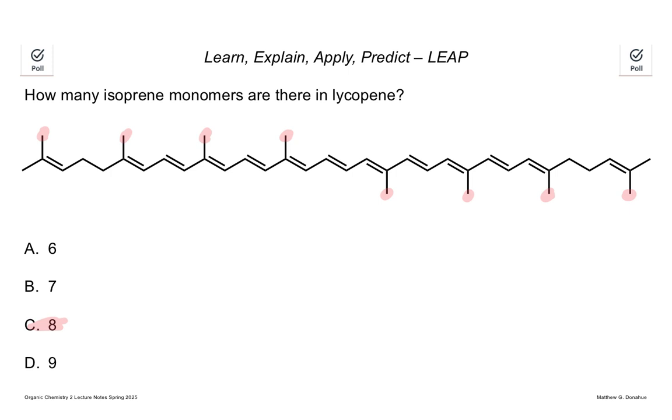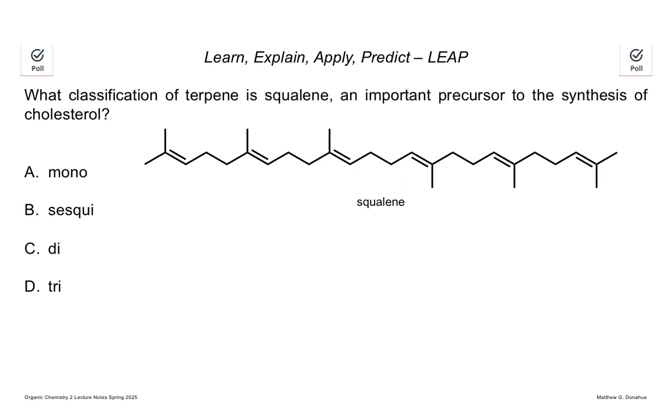So a couple more slides just to finish this up. This molecule is called squalene. It's a precursor to the synthesis of cholesterol, which is a steroid. What class is squalene? I guess I heard a whisper, try. So 1, 2, 3, 4, 5, 6. So 6 means it's a triterpene.